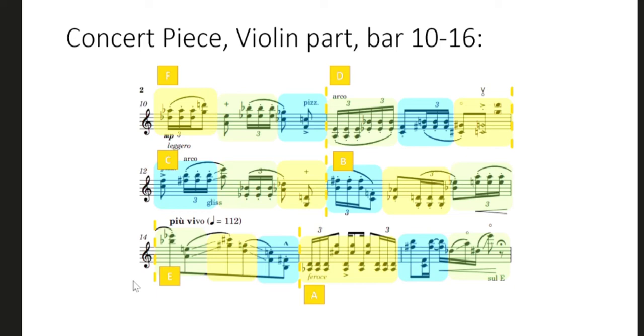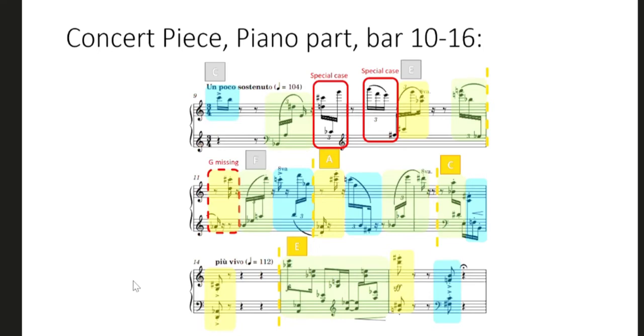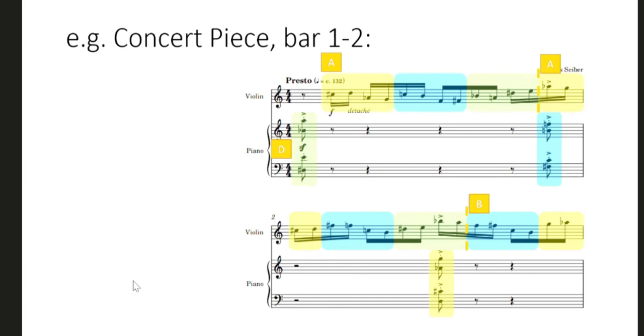And what about the piano part? By looking at bar 1 to 8, only group D and E are featured in the piano part, while in bar 9 to 16, all the other groups are also presented without a logical order, which is similar to the violin part. Starting from bar 17, the distribution of pitch classes from the 0, 1, 6, 7 sets has changed.